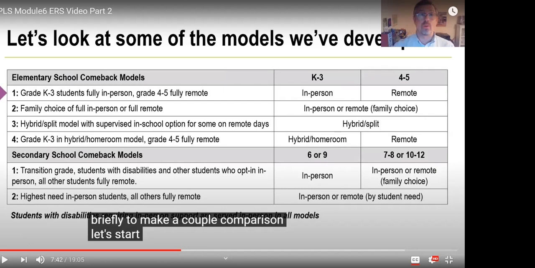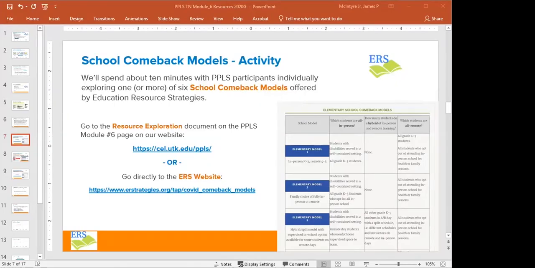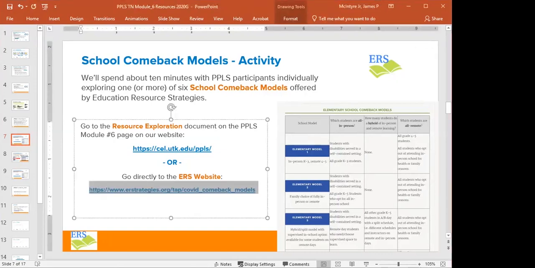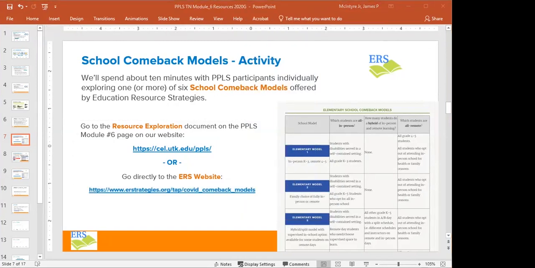And so what we're going to do is take about 10 minutes for you to do some independent research and exploration of these models. So there's 2 different ways to access this information. One is through the Center for Educational Leadership website. And you can go there, and there's a resource exploration document that has the links for these different models. The other way to access this information is go directly to the ERS website. I'm going to copy that link for you into the chat right now, so you can go. Probably the easier way to do it is go directly to the ERS website.